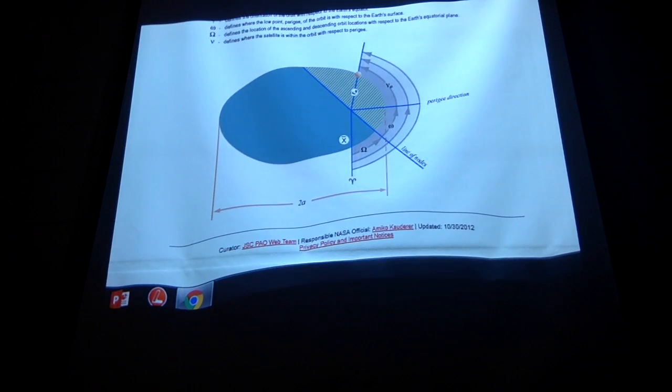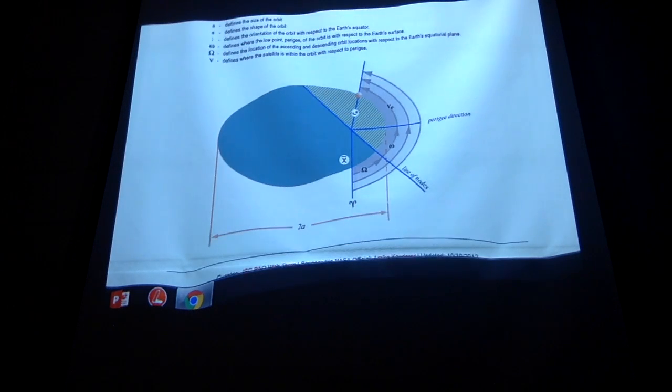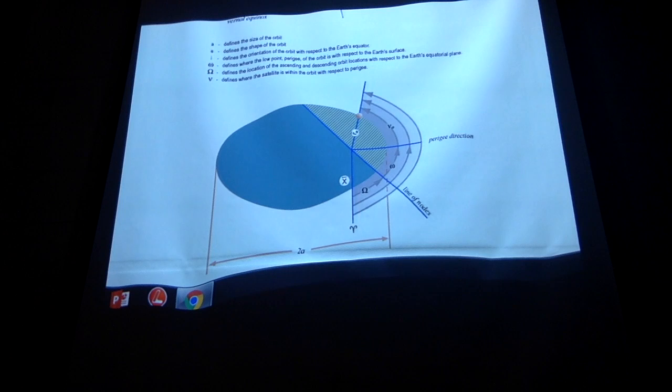You cannot just say 2A is this line. It's the distance from... Okay, you understand? What is that line called? The major axis is 2A. What is that line called? The apsis line. See, the apsis line is a line; 2A is a distance. Okay? You got it?